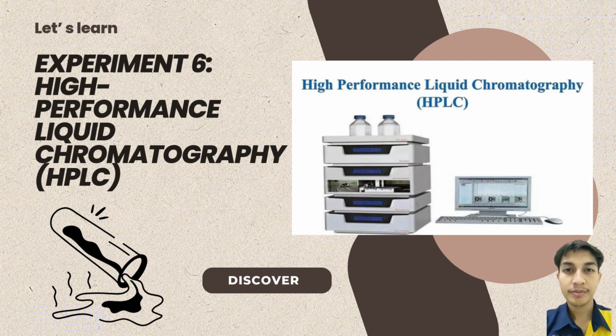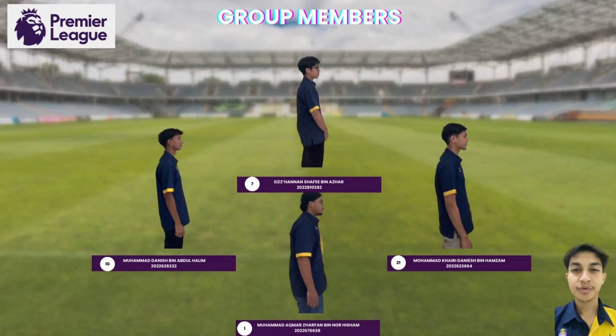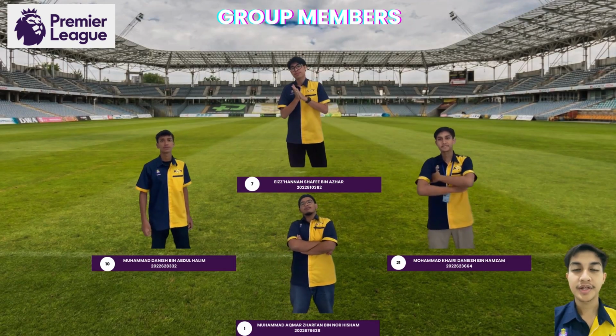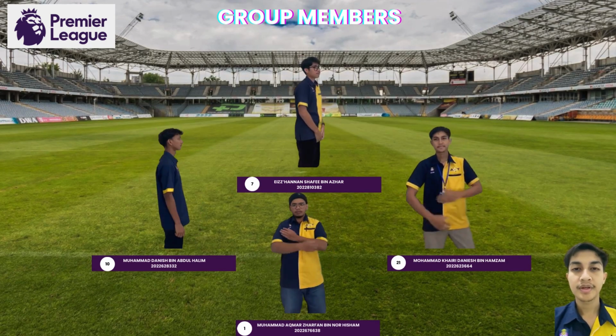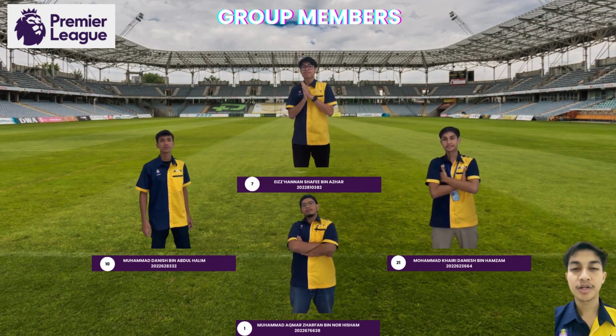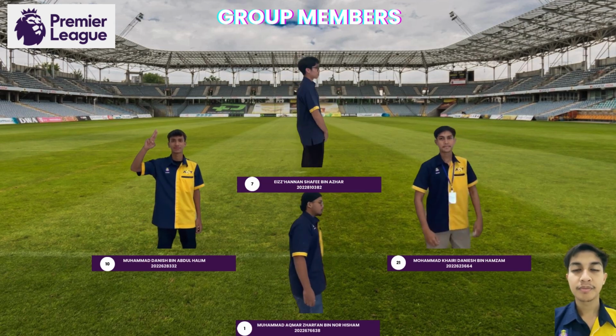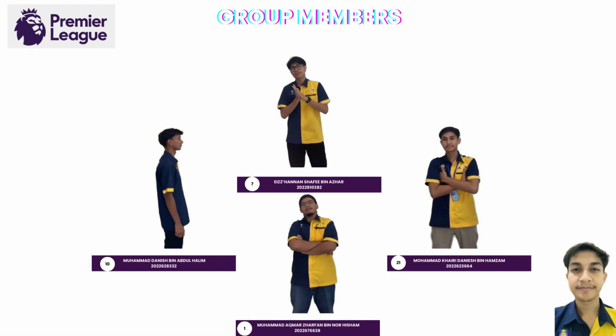Today we're going to present experiment 6, which is high performance liquid chromatography. This is our group members. At the top is Hanan Shafi bin Azhar. At the right side is me, Muhammad Khairi Danish bin Hamzam. At the left side is Muhammad Danish bin Abdul Halim. At the bottom, Muhammad Akmal Zarfan bin Nur Hisham.